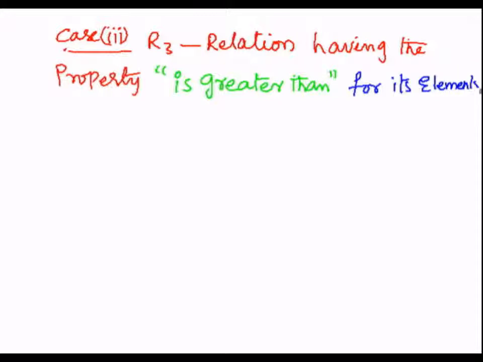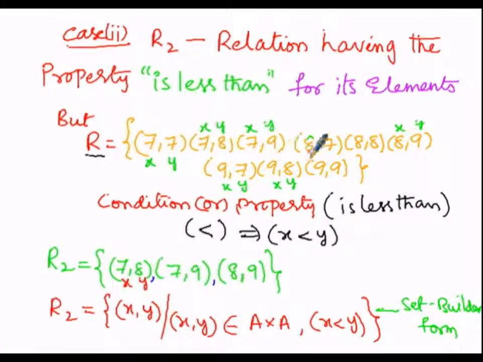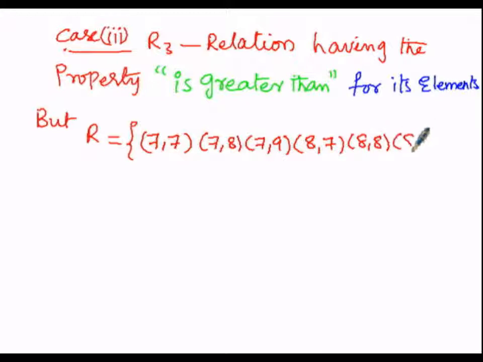Now, we know that the given relation R is given by (7, 7), (7, 8), (7, 9) and similarly so on up to (9, 9). So (7, 7) is the first element of this relation R, then (7, 8), (7, 9). With 8, we have (8, 7), (8, 8) and (8, 9) as the next three ordered pairs. Then with 9, we have (9, 7), (9, 8), (9, 9) as the last three ordered pairs of this relation R.